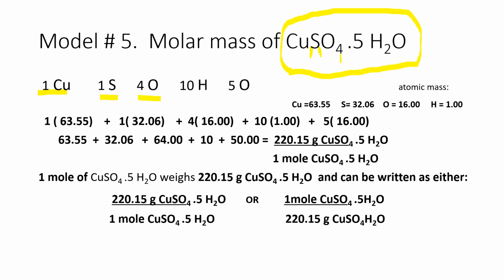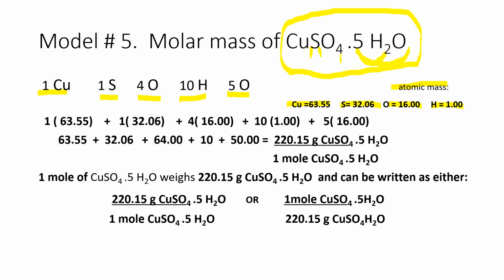And hydrogen, you have 5 coefficient of H2O, so you have to multiply everything by 5. So 5 times 2 is 10 hydrogen, and 5 times 1 oxygen is 5 oxygen. Okay, so again, the atomic mass can be found in the periodic table. Copper is 63.55, sulfur 32.06, oxygen is 16.0, and hydrogen is 1.00.